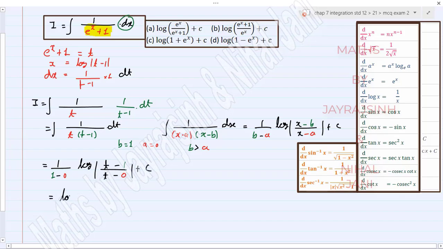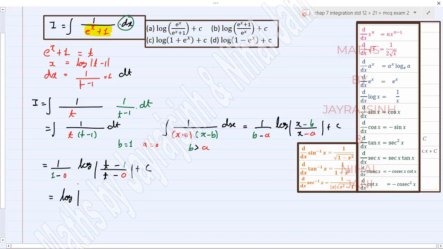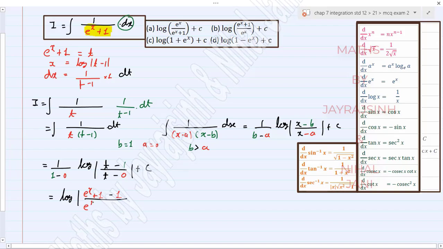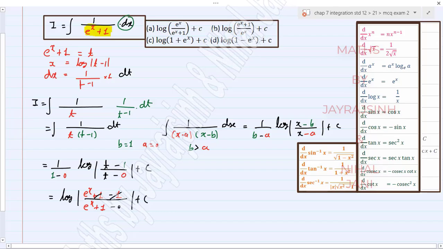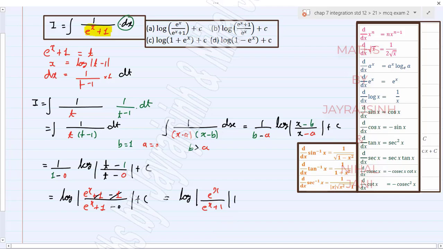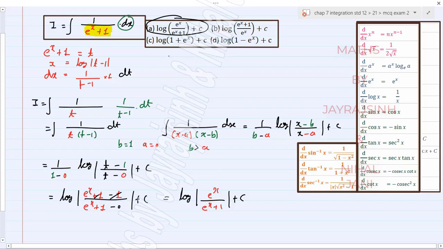So here we'll get log mod instead of t. Let's substitute its value, which is e raised to x plus 1 minus 1 upon e raised to x plus 1 minus 0 plus c. So here 1 1 we cancel out and our answer will be log mod e raised to x upon e raised to x plus 1 plus c, which is given in option A. Ta-da!